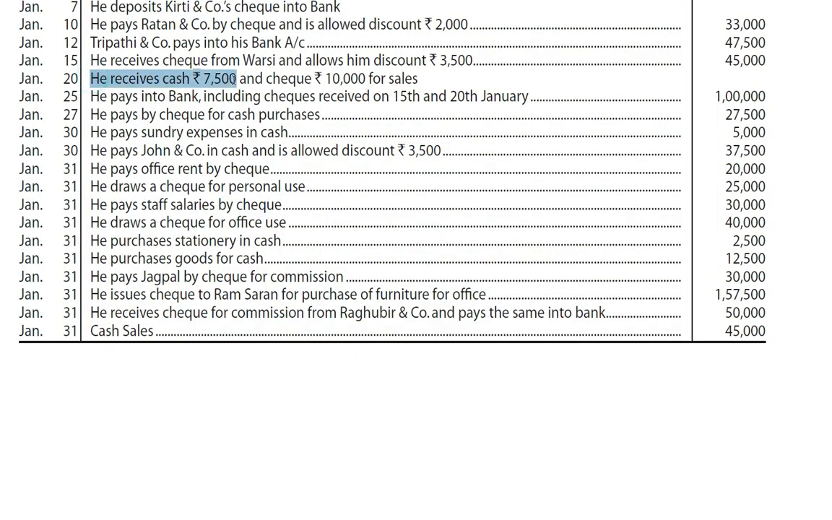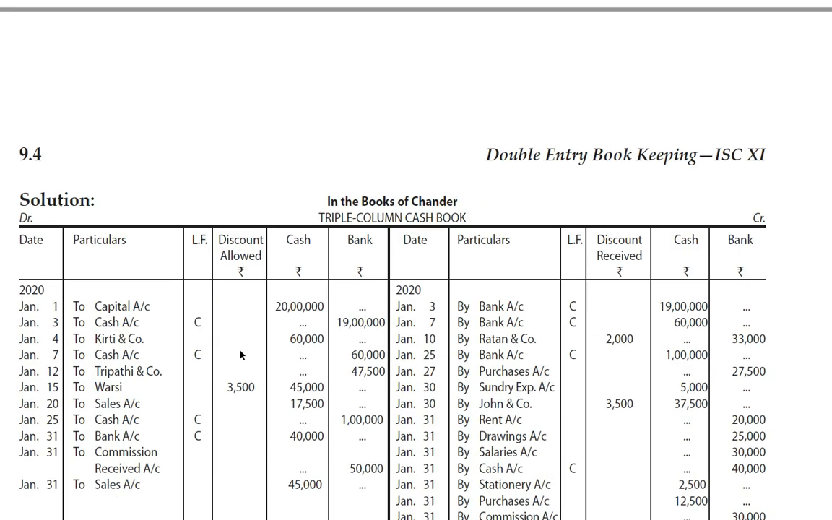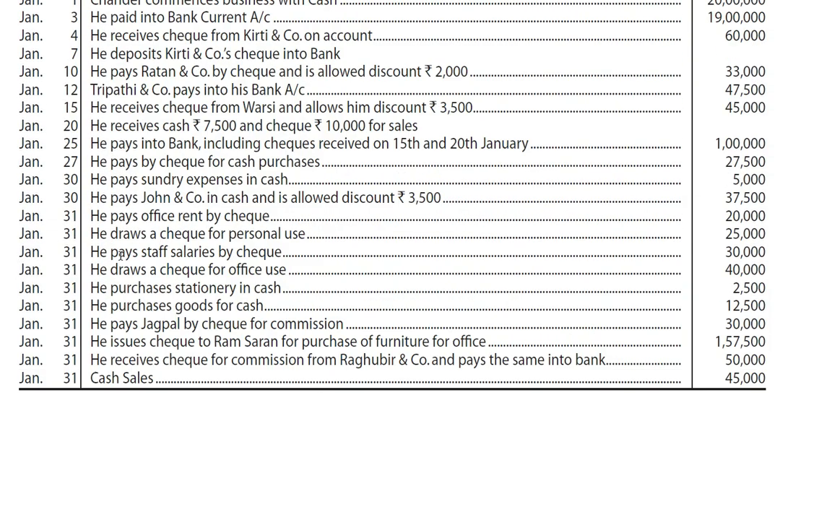He receives cash 7,500 and check 10,000 for sale. First consider, is it a receipt or is it a payment? It is a receipt. Cash, I received cash 7,500 and check for 10,000. January 20. Come to the January 20. See, to sales account, that is the entire 17,500 they have written in the cash column, because whenever they will send the check to bank, then they will write in the bank column. Okay. Come to the next entry.